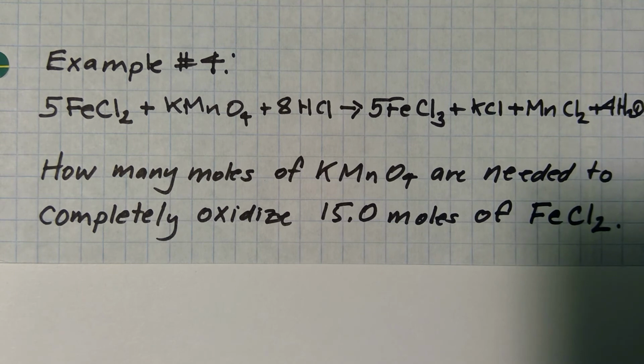In example 4, we have a ridiculously long-looking reaction involving iron 2 chloride reacting with potassium permanganate and hydrochloric acid to make iron 3 chloride plus potassium chloride plus manganese 2 chloride and water. Question is, how many moles of potassium permanganate, KMnO4, are needed to completely oxidize 15.0 moles of iron 2 chloride?